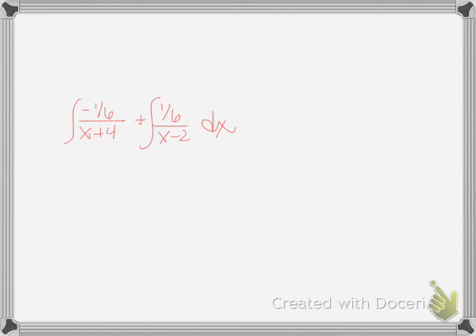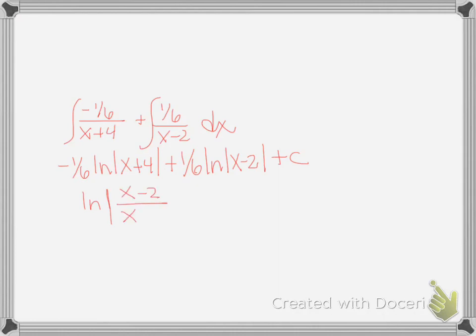We're going to integrate this, and we get negative 1/6 the natural log of the absolute value of x plus 4, adding the 1/6 natural log of the absolute value of x minus 2. Don't forget your constant. Now, to combine these, what you got to be careful of is your negative ones out front. So if you were to rewrite this as a logarithm, you would have the natural log of the absolute value of the positive natural log is what would be on top. The x plus 4 would be in the bottom, and yes, you would still have the 1/6 out front.